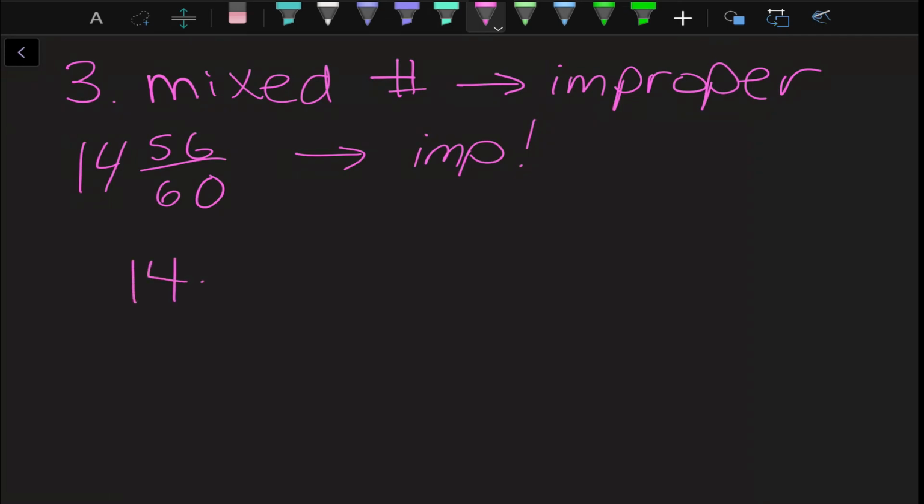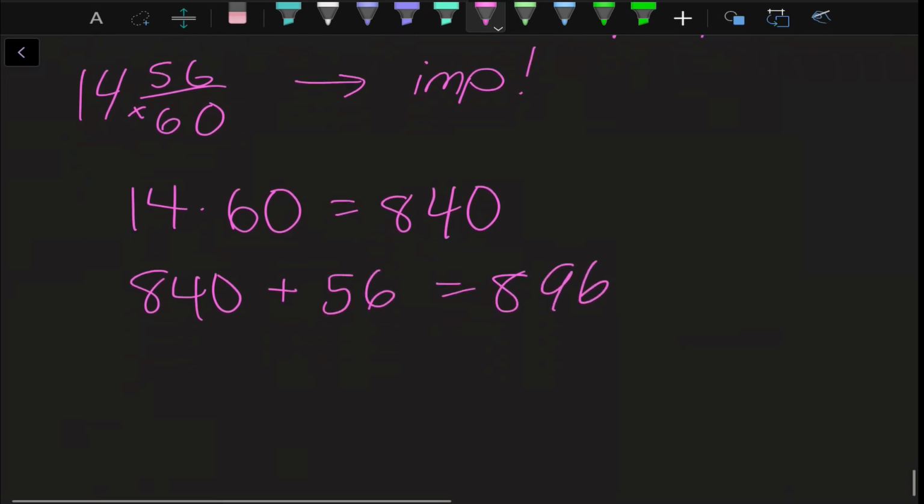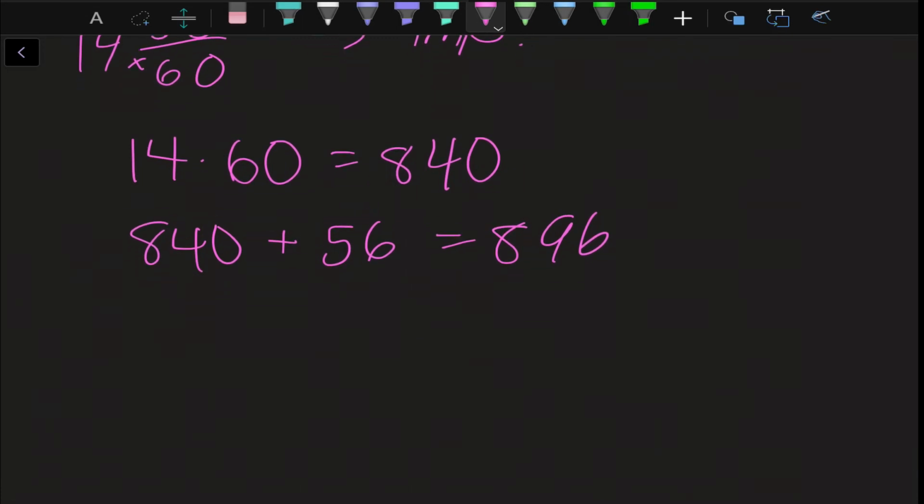We're going to go 14 times 60, right? Whole number times denominator. That is 840. And we're going to take 840 and add the numerator, which is 56, which gives us 896. And we're going to take 896 and put it over 60, our original denominator.